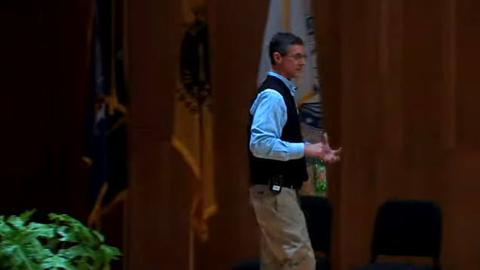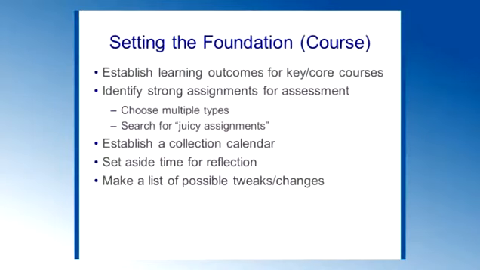When it comes to course level outcomes and course level assessment, here are some practical things that you can do and you can help your colleagues do to get started. Establish learning outcomes for the key or core courses that you want to look at. Pick several assignments in those courses that you're teaching. I'm assuming you're teaching more than one. Identify some strong assignments in those courses that you think are particularly good for assessment.